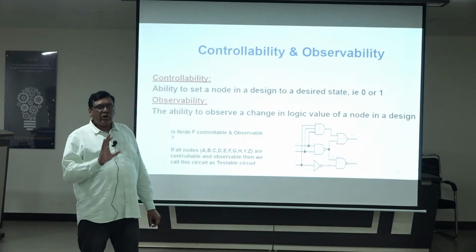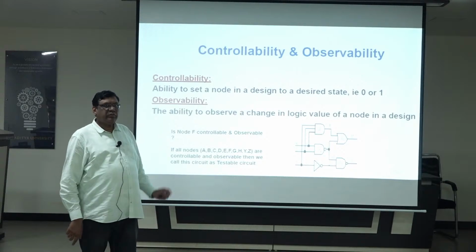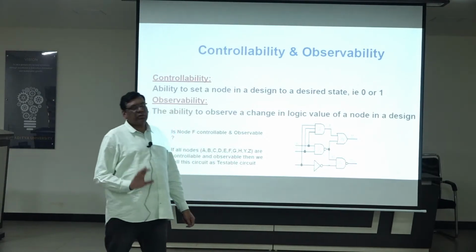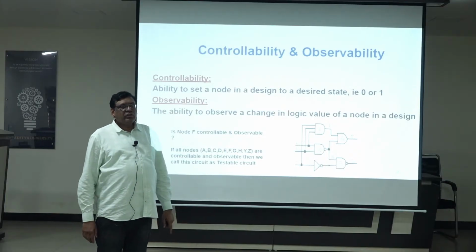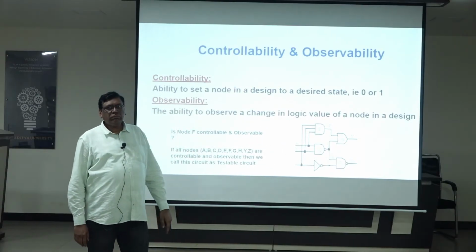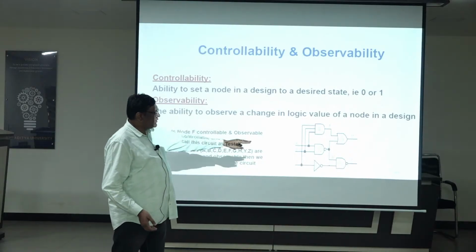For that, the first thing I have to do is keep a 1 onto that node. Is it possible to keep a 1 by these inputs? It's possible. That is called controllability. Then that 1 has to be propagated to the output. The chip output has to be propagated. Right now imagine that the chip outputs are Y and Z.